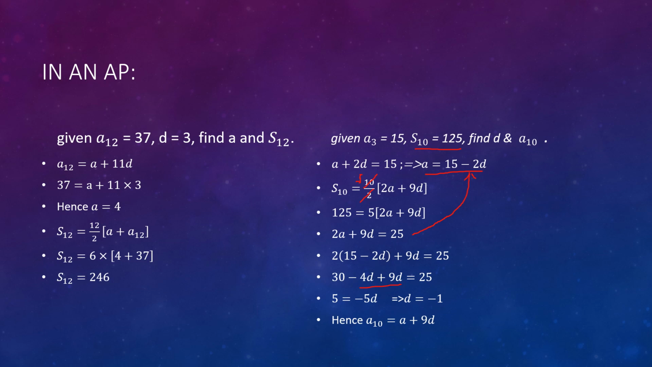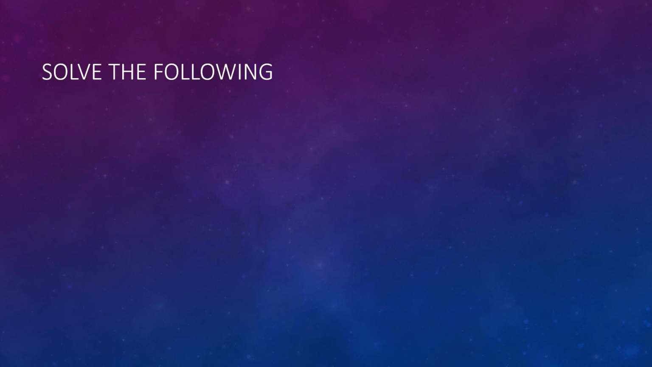Now again I know a is 15 minus 2d, but I want to find a10. So what is a10? A plus 9d. Again I substitute the value of a directly from here. That is 15 minus 2d plus 9d. What is d? Minus 1. So this becomes plus 2. 15 plus 2 is 17. 17 minus 9 is 8. So A10 is 8. Understood? Yes. So this is your required answer. This one and this one is the required answer.